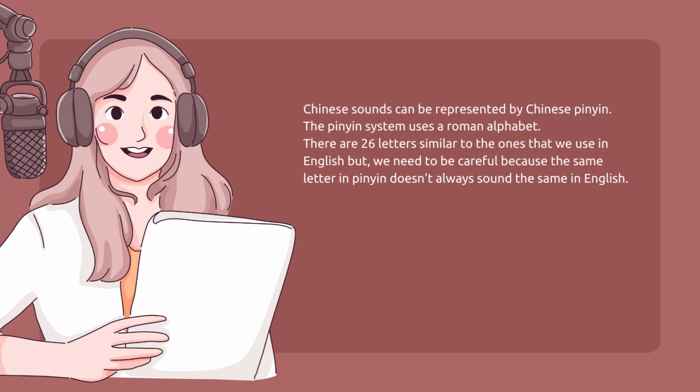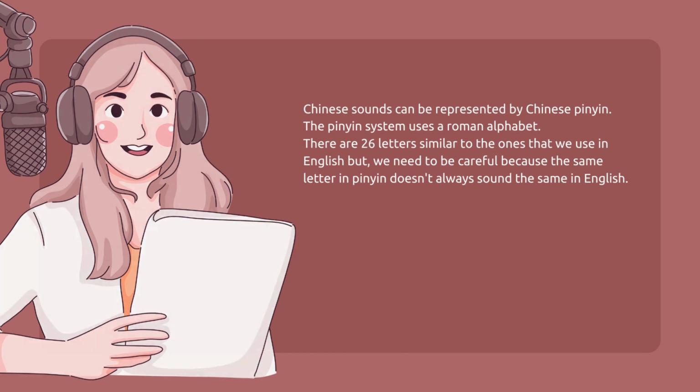Chinese sounds can be represented by Chinese pinyin. The pinyin system uses the Roman alphabet. There are 26 letters, similar to the ones that we use in English, but we need to be careful because the same letter in pinyin doesn't always sound the same as in English.